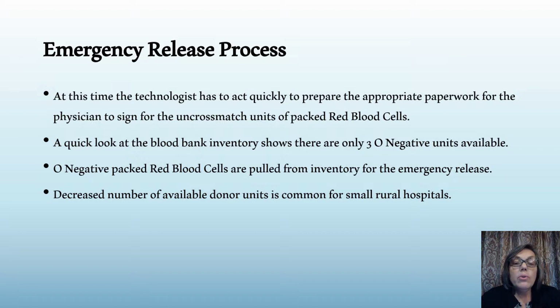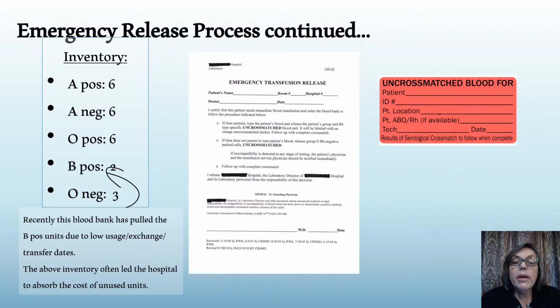Note that there is always a decreased number of available donor units in smaller rural hospitals. The inventory in the blood bank is 6 A-POS, 6 A-neg, 6 O-POS, 2 B-POS, and 3 O-neg. And at this facility, they have just recently decided to start pulling the B-POS from inventory because of the difficulty of transfusing, exchanging, or transferring these units, because the hospital ends up absorbing the cost of the units if they are not given.